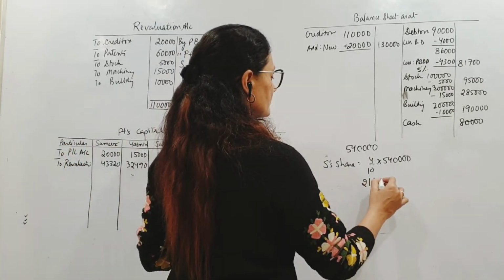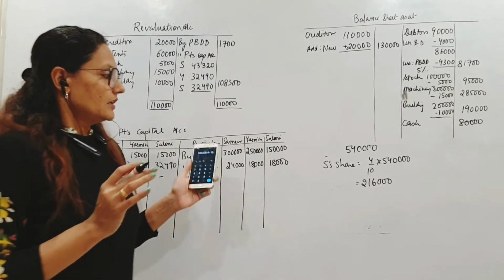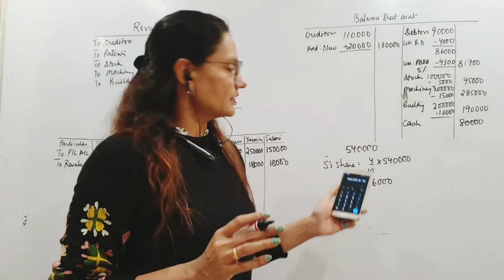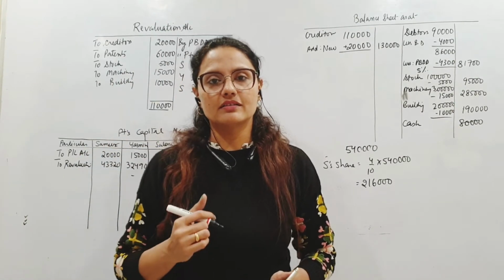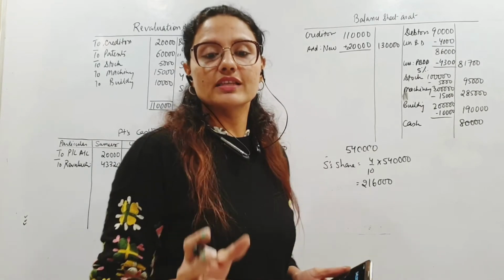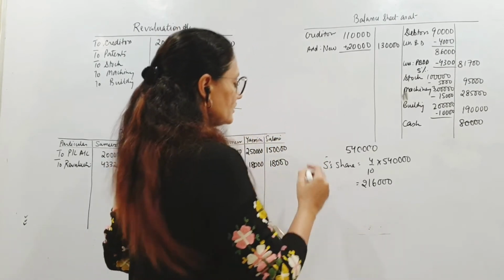2,16,000 is what he's supposed to get. Alright? 2,16,000. Clear about this? How much is he supposed to get? Now who will give? The gaining partners. You will have to find out the gain or sacrifice using the old ratio and new ratio. So let us find out.